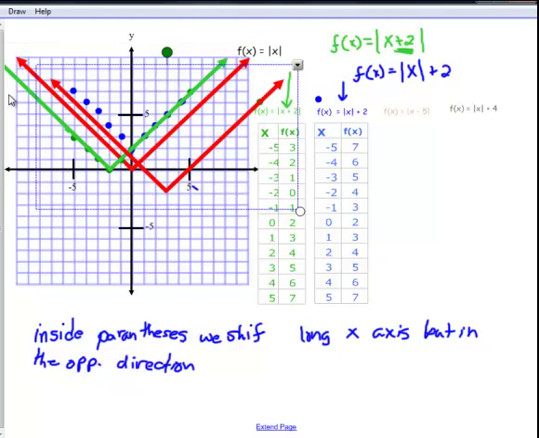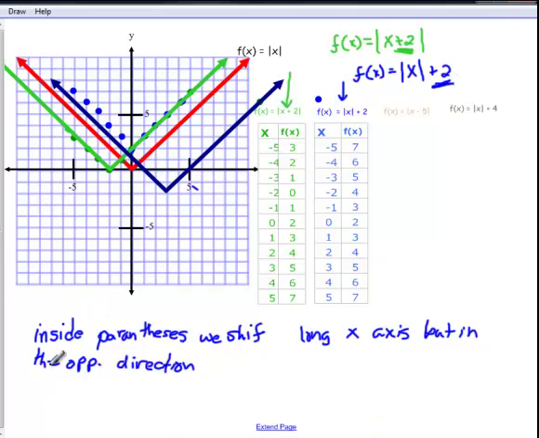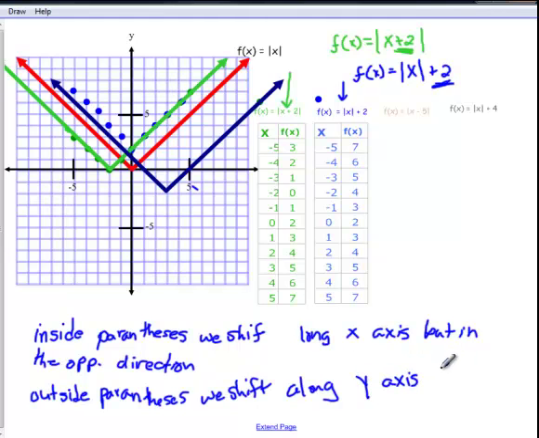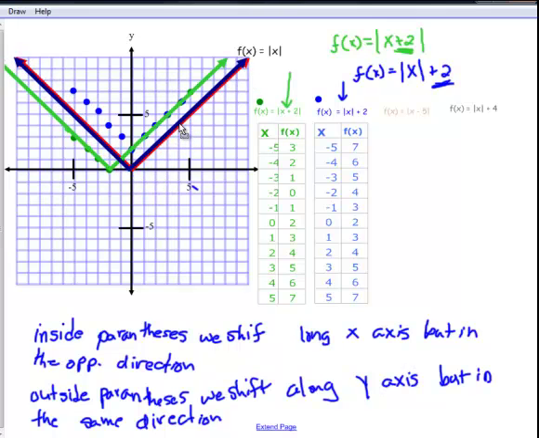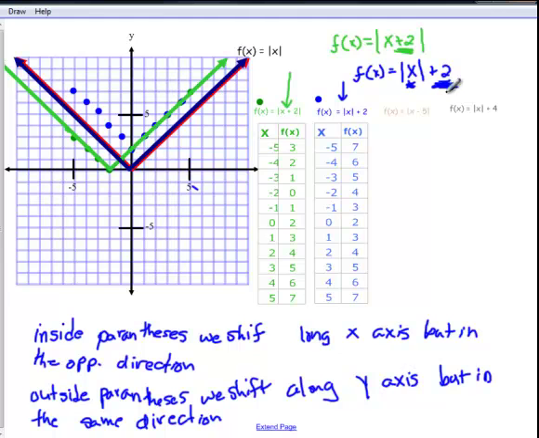And with the absolute value here, for the next one, let's make that into blue. And that is a shift, but it's outside the parentheses. So outside the parentheses, we shift along the y-axis, but in the same direction. All right, so that means I'm going to start on top of mama, right here, and it tells me to go 2 spaces. I'm not in the parentheses, so I'm going to go 2 spaces along the y-axis. So I'm going to move up 2, 1, 2.